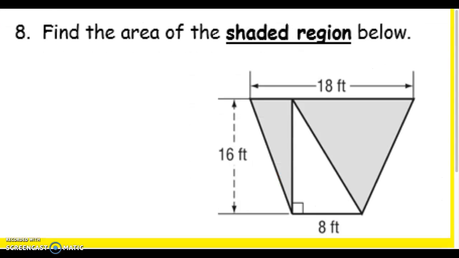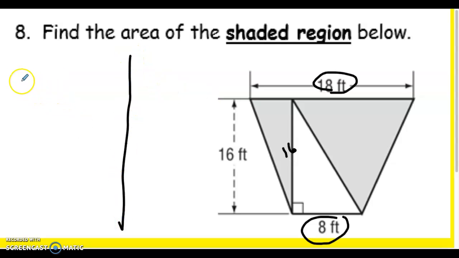Okay, number 8. In order to find the area of the shaded region, you need to find the area of this entire trapezoid. So you're going to use your trapezoid formula. You're going to find the area of this trapezoid. Okay, the trapezoid, you add together the bases times the height and then divide by 2. And then you're going to subtract the area of the triangle. So the triangle has a height of 16 and a base of 8. So for the triangle, you're going to do base times height, 16 times 8 divided by 2. So you're going to find both areas.